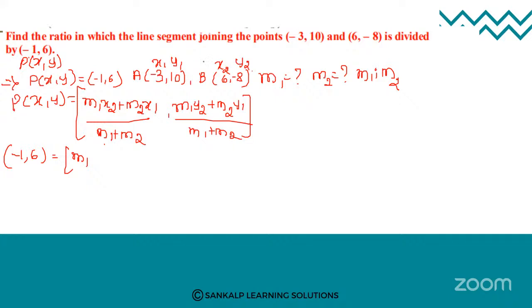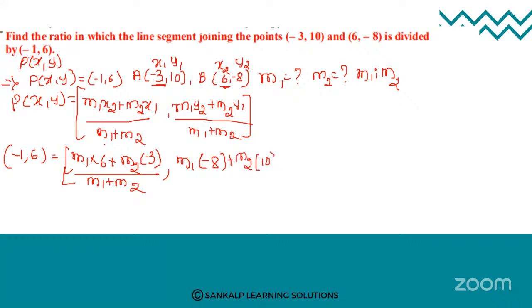So what is the value of x2 here? X2 is 6, right? M1 into 6 plus M2. M2 we don't know, so write as it is. M2 into x1. x1 value is -3 divided by M1 plus M2. Next, M1 into Y2 value is -8 and M2 into Y1 value is 10 here, divided by M1 plus M2.